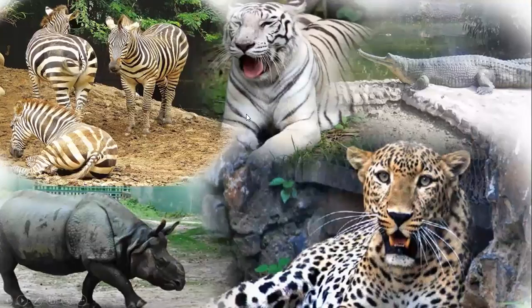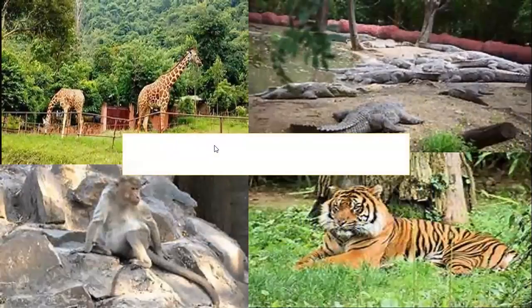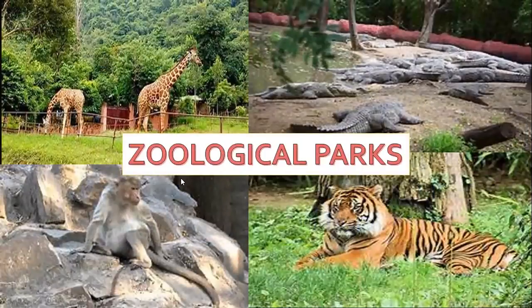Next is the zoological parks. You can see different organisms. What is a zoo in short? Places where wild animals are kept in protected environments under human care, which enables us to learn about their food habits and behavior. Zoological parks. Look, all these you can see in the zoo.